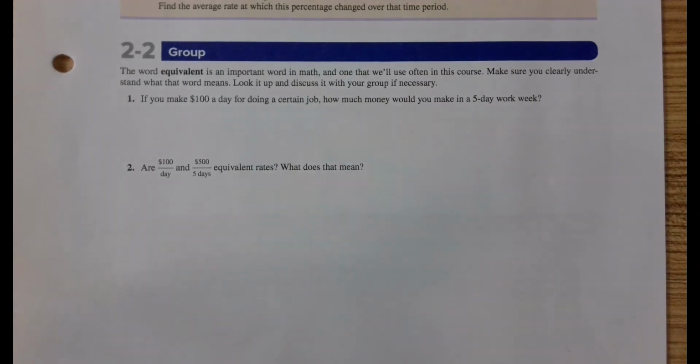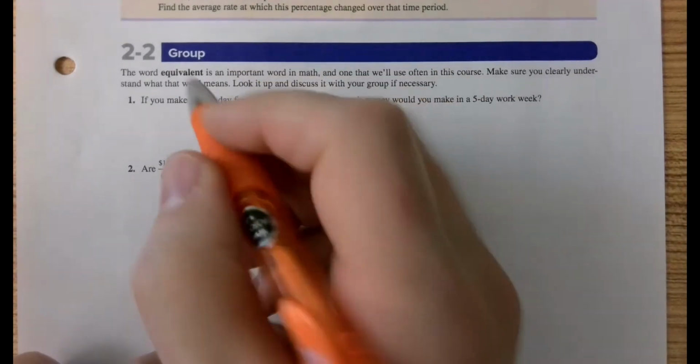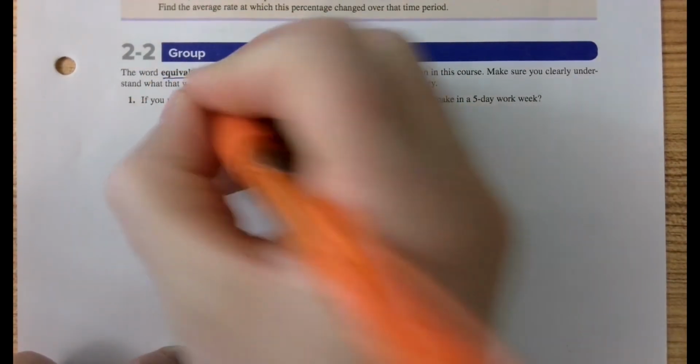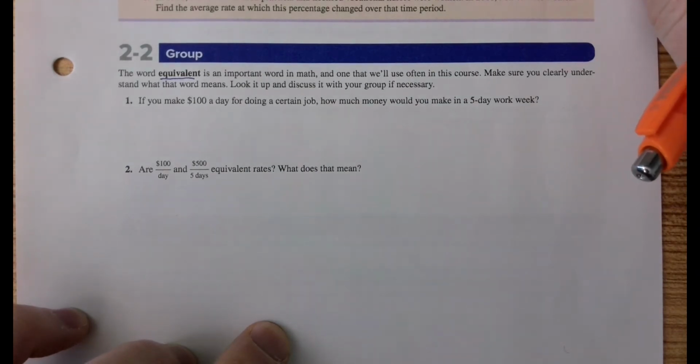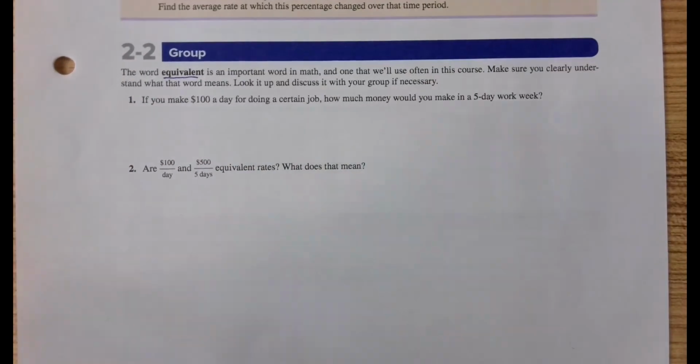Now we're going to do some more examples of rates of change and unit rates. One of the important things to note is how things are equivalent. In the math world, it's a very important word. It says look it up and discuss it with your group. It means one thing is the same as another, even though maybe they don't look exactly the same.